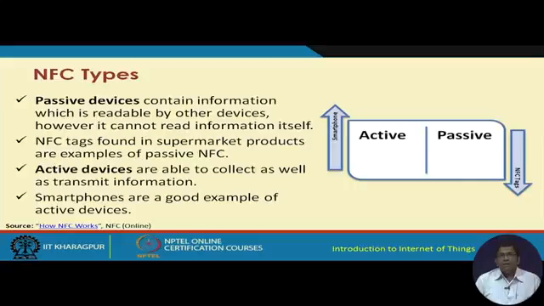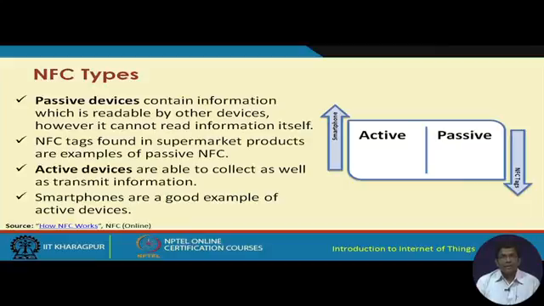There are primarily two types of NFC devices. One is the passive device and the other one is the active device. Passive devices are more common than active devices. Active devices are typically implemented in smartphones and so on. So, you have NFC support along with your smartphone, and these NFCs implemented in smartphones are active collectors of information, and they are also active transmitters of the information.